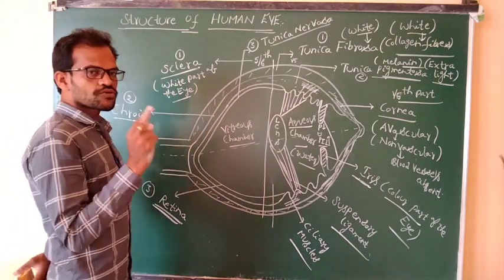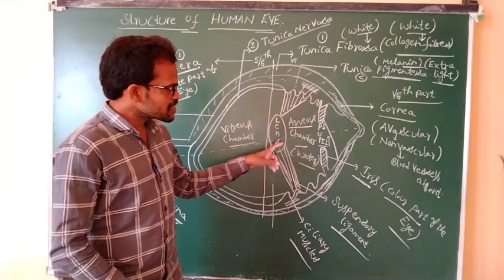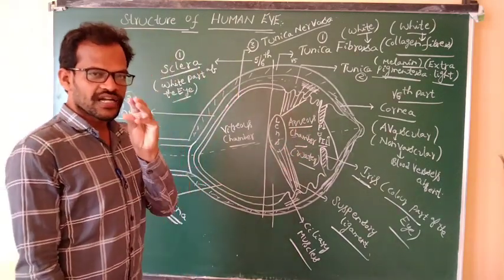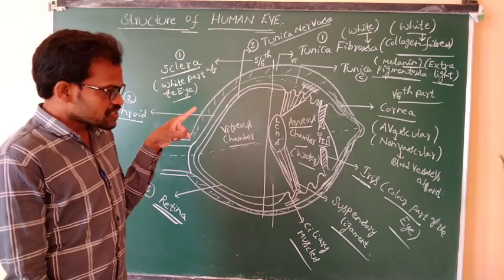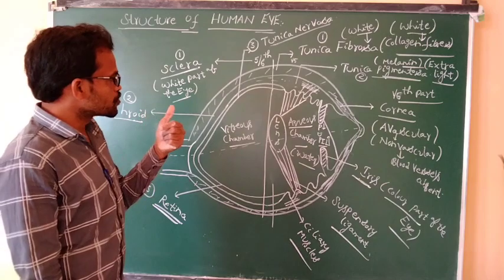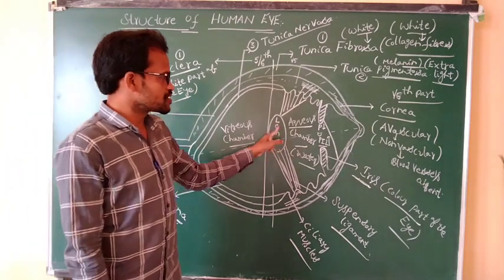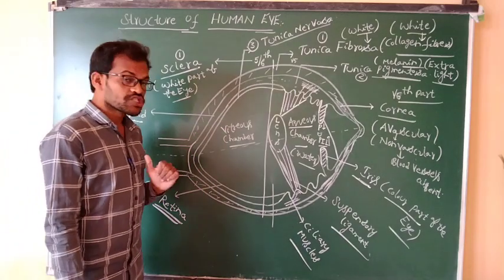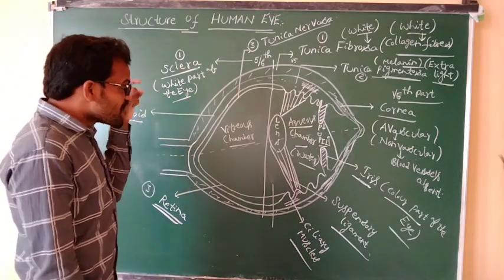Our eye consists of two chambers. The first chamber, the anterior part, is known as the aqueous chamber. Aqueous means it is a water-like liquid. The lacrimal glands produce tears, which look like a watery liquid. The posterior part of the eye is known as the vitreous chamber.